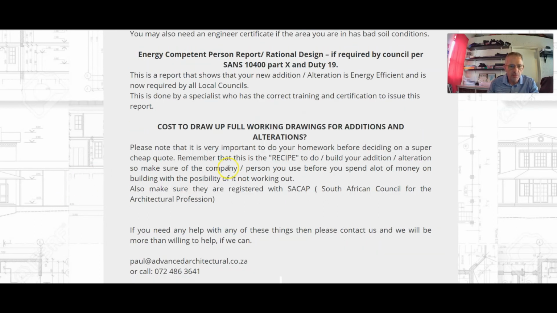The next question that people ask is, how much should it cost to draw up plans for alterations and additions? Just remember, guys, that if someone is coming in at a super cheap price, please question why. Remember that this is a recipe to build your additional alteration. So it needs to be correct and it needs to be full working drawings with all sections, elevations, roof plans, site plan, soil plan, which is your sewer plan, energy efficiency, electrical, lighting, and so on and so forth.